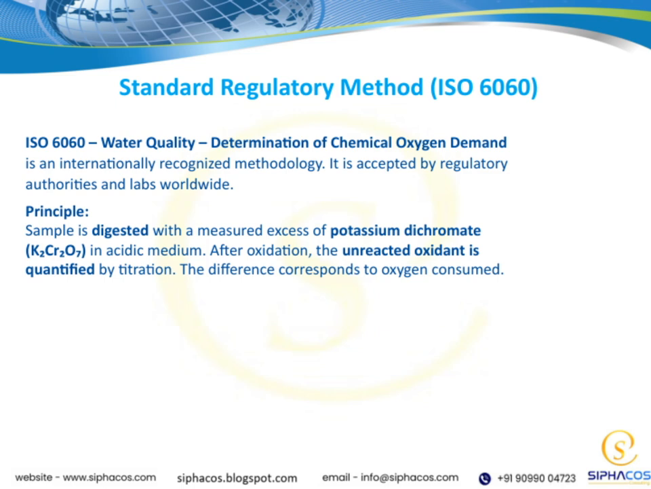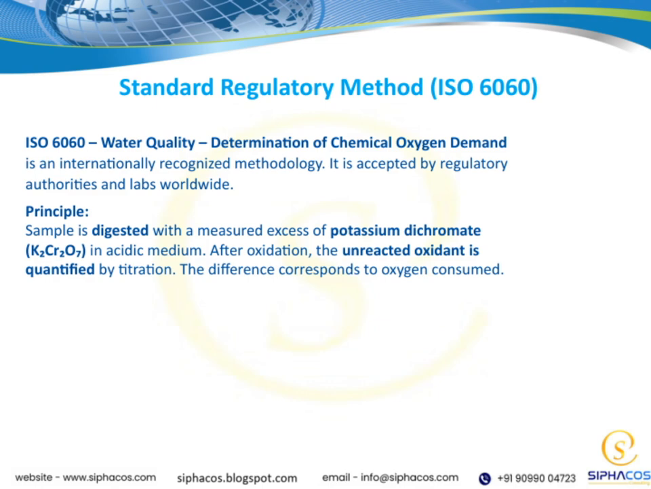The core principle of this method involves taking a water sample and subjecting it to a digestion process with an excess amount of potassium dichromate, or K2Cr2O7, in an acidic environment. During this process, the potassium dichromate acts as an oxidizing agent, reacting with the organic substances present in the water and consuming oxygen in the process.